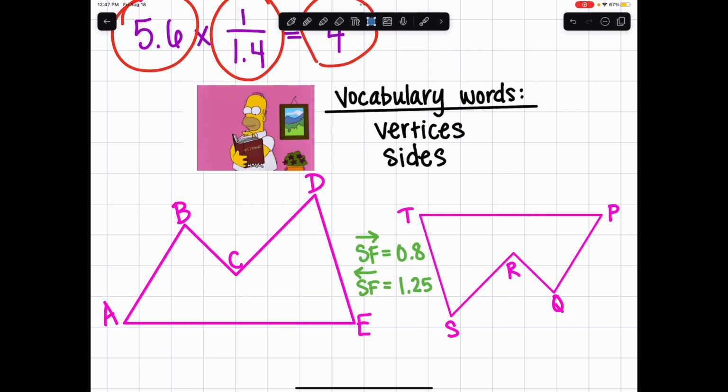But you have to make sure that you've got the right angles. So for example, angle A is the same as angle P. Angle B is going to be the same as angle Q. So be careful when you're doing your ratios that you're actually comparing similar walls when it's flipped around like that.